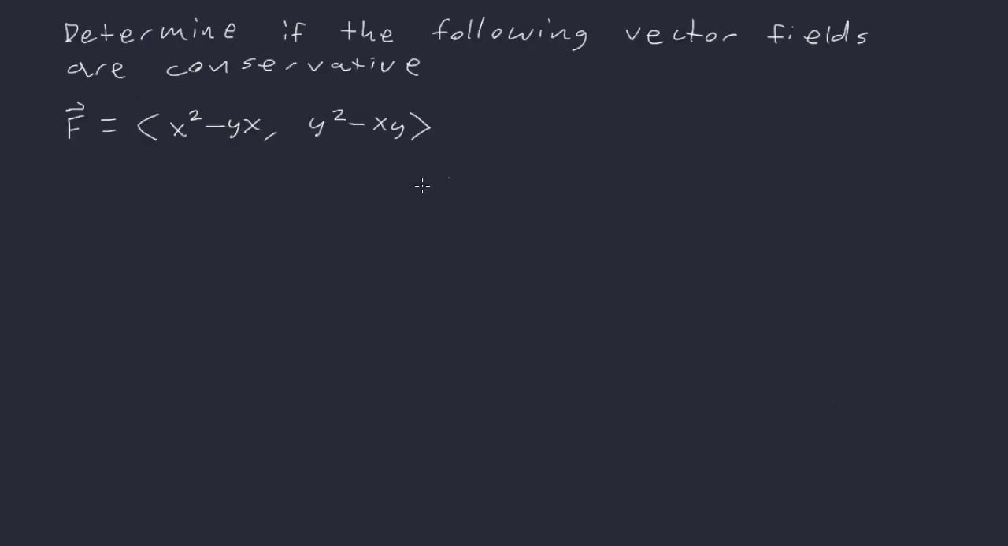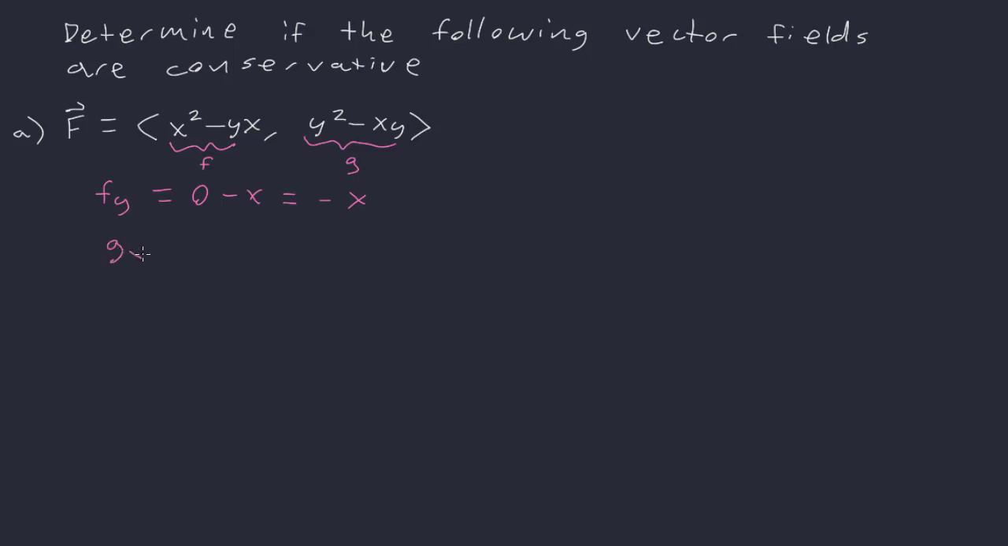Okay, let's determine if the following vector fields are conservative. All right, so for capital F, if it equals x squared minus yx, comma y squared minus xy, well, this guy here is our little f, and this guy here is our little g. So we're going to do f sub y. Remember, you're always doing the opposite derivative of what component you're in. So since we're in the x component, we're going to take the y derivative. The y derivative of f, well, the x squared part will go to 0, and the minus yx will become just a negative x. All right, so we get negative x.